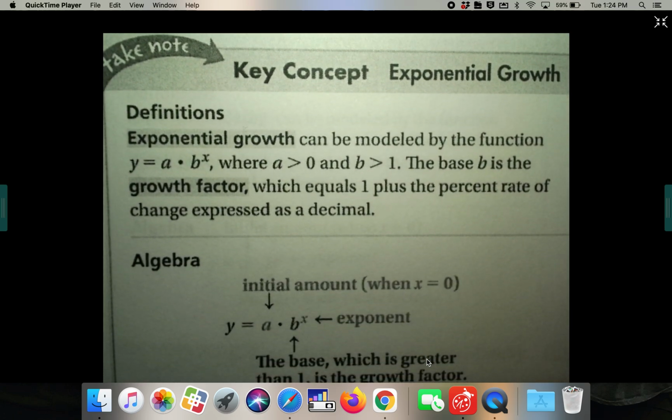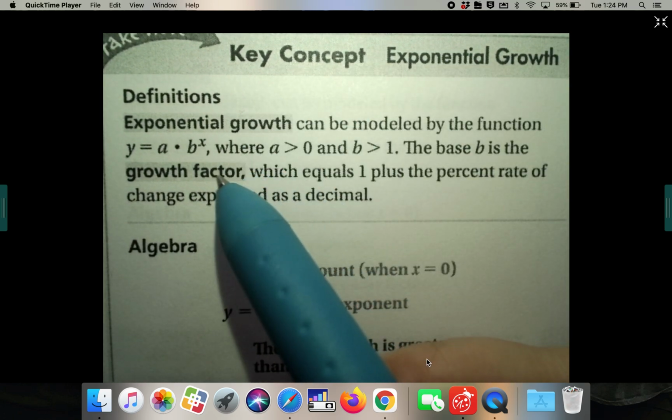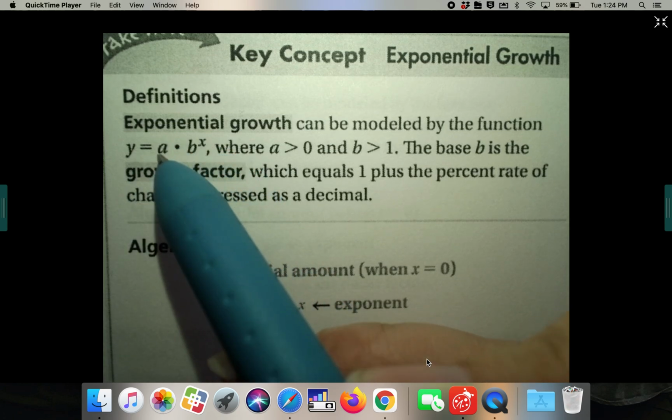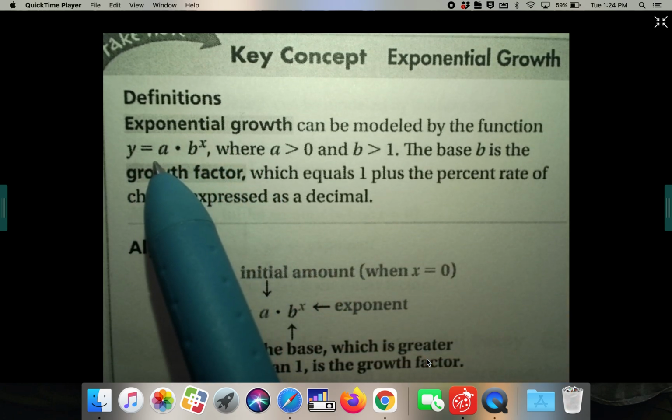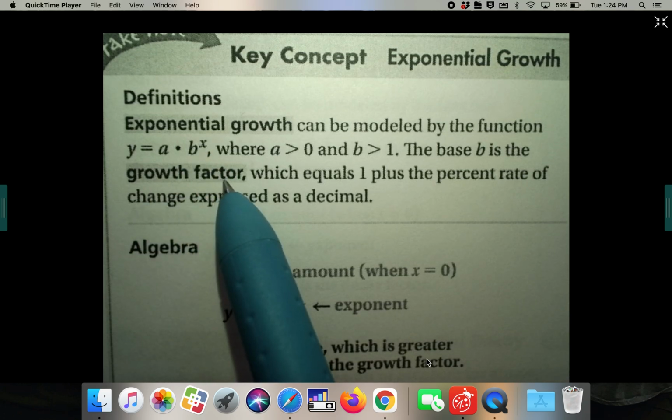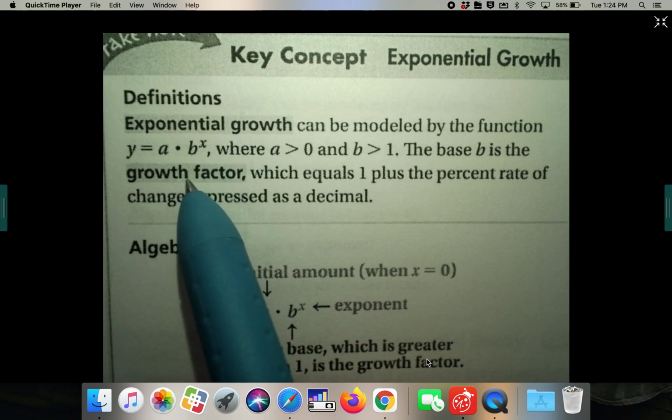So we're going to look at the definition. It's still y equals a times b to the power of x. A is still the y-intercept. B is still kind of the pattern. The growth factor is what they're wanting us to call it. So b is the growth factor.